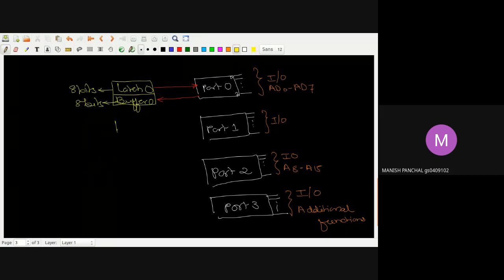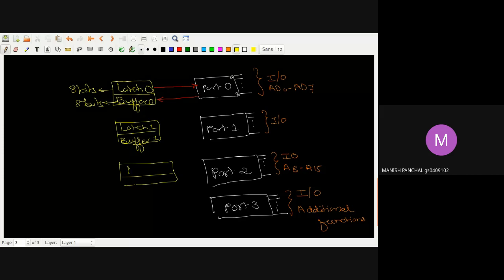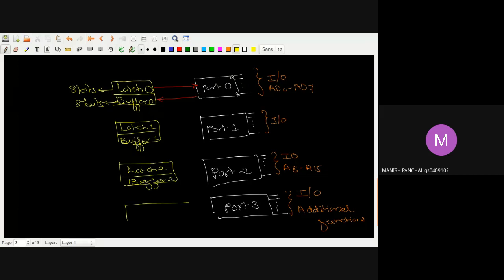Similar cases will be available like this. Here I will draw this is my latch 1, and this is my buffer 1. Similarly, here I will draw latch 2, and this is buffer 2. And here again latch 3, and this is buffer 3.